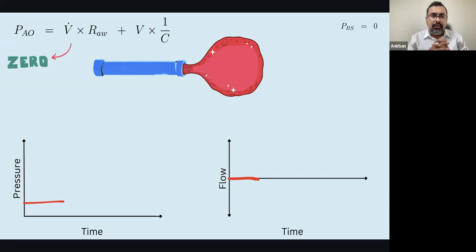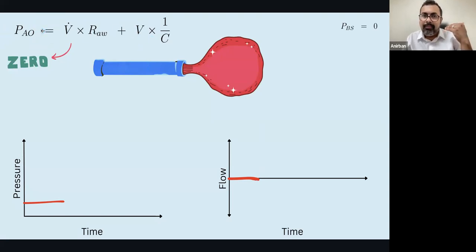So when there is no breath being given, there is no flow. At that stage, the flow is 0, and therefore the resistive load component is 0. At that level, your airway pressure will be equal to the volume divided by compliance of lung. So if the volume should be above FRC, the volume above FRC. So if the patient is spontaneously breathing, you have not given any PEEP, so it will be 0. So 0 plus 0, airway occlusion pressure will be 0.